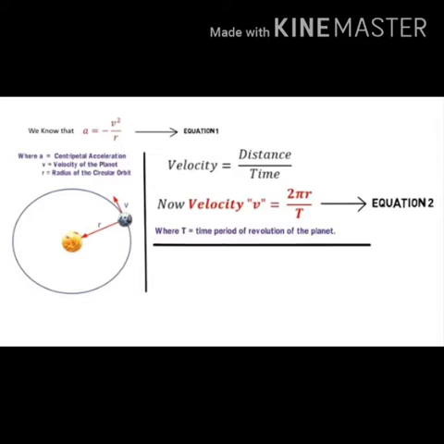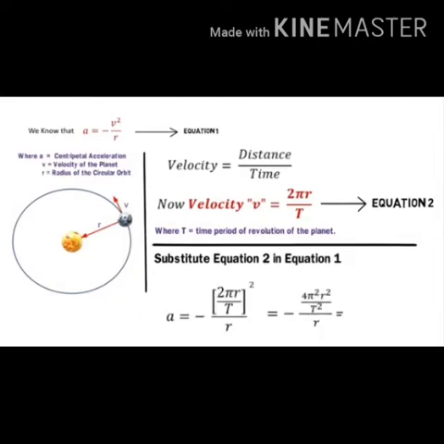The velocity value v is equal to 2 pi r by T is substituted in the first equation. Therefore, the equation becomes a is equal to minus of (2 pi r by T) the whole square by r. Therefore, 4 pi square r square by T square by r. We simplify this equation: a is equal to minus 4 pi square r by T square.